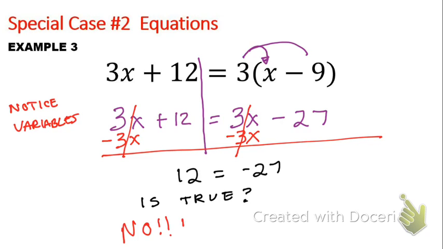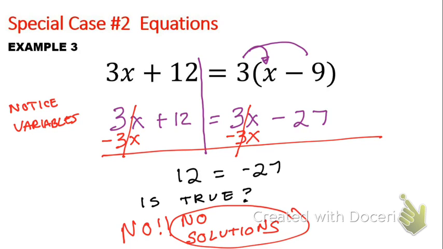So what does this mean? It means there are no solutions. No number will make this true.